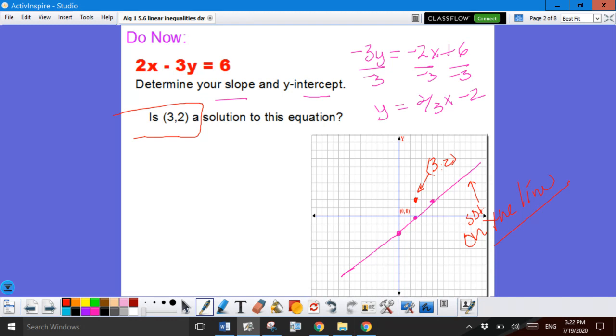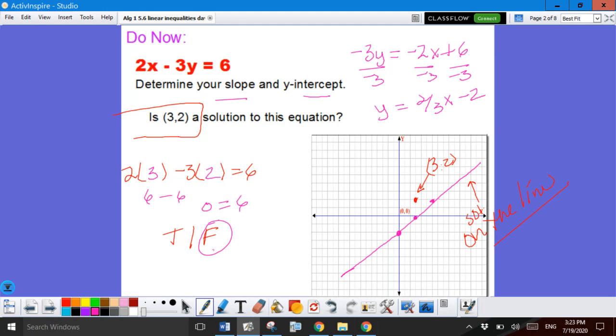Does anybody remember how to tell if a point was a solution if I didn't have a graph? Do you remember us substituting in and then deciding true or false? Well, let's go ahead and try that and see what happens. 2 times 3 is 6, 3 times 2 is 6, so 6 minus 6, 0 equals 6. Well, that is definitely false, which makes sense that it would not be a solution, since it gives me a false answer there.